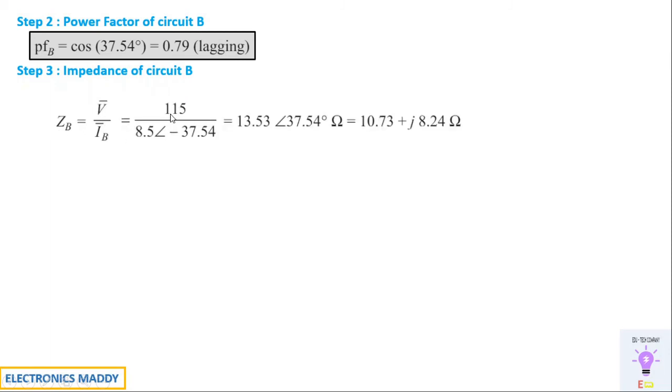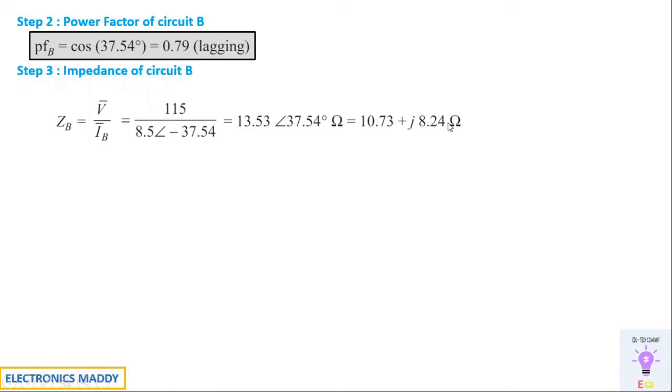So step 3 is to determine the impedance of circuit B. So how do we find the impedance? ZB is equal to V bar by IB bar. We know V bar, we know IB bar, which was found out. So we'll be substituting all of these. You'll be getting 10.73 plus J at an angle of 8.24.